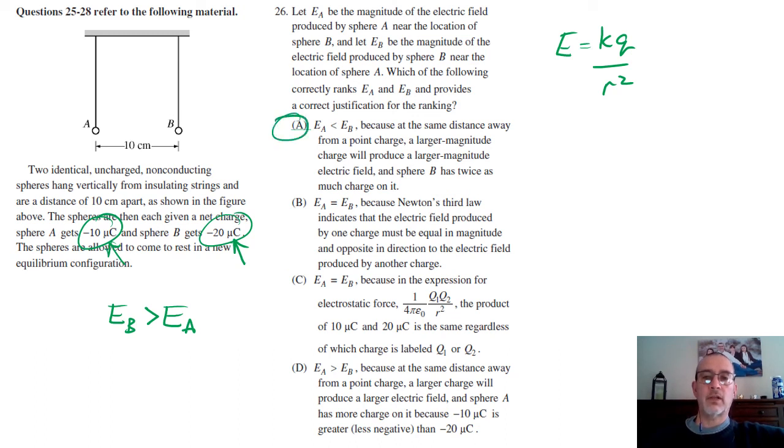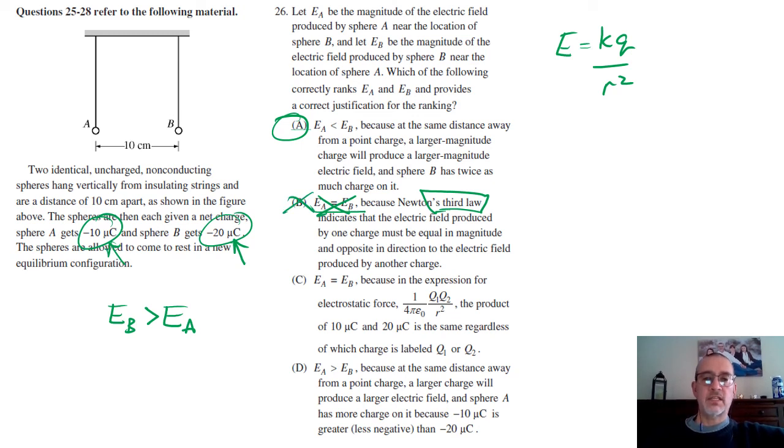That's looking really good. B says EA equals EB because of Newton's third law. Well, the third law is about forces, not about electric fields. And so that is not going to be true. The forces are the same because I have a bigger charge in a smaller field and a smaller charge in a bigger field, and those two are going to be the same. But the electric fields are not the same, so B is not correct.